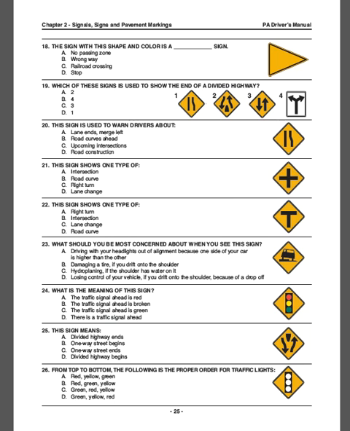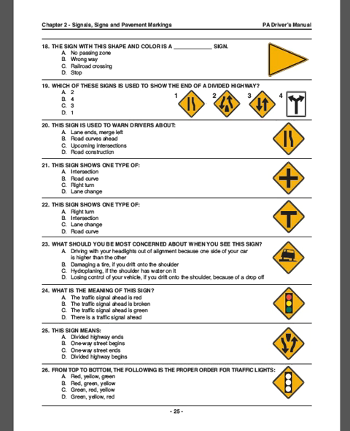21. This sign shows one type of A. Intersection, B. Road curve, C. Right turn, D. Lane change. The answer is letter A. Intersection. The cross warns of a four-way intersection ahead.